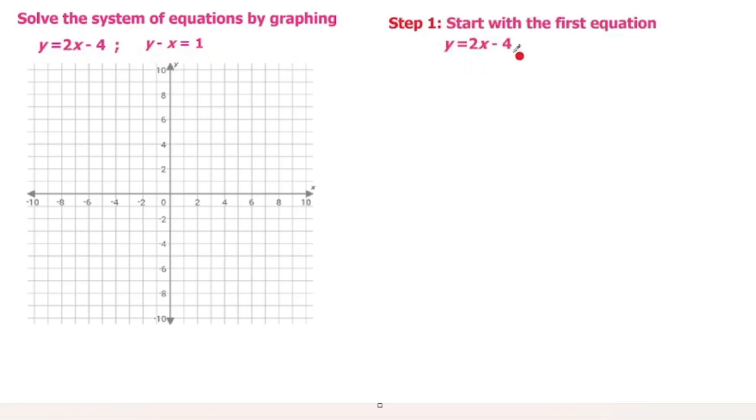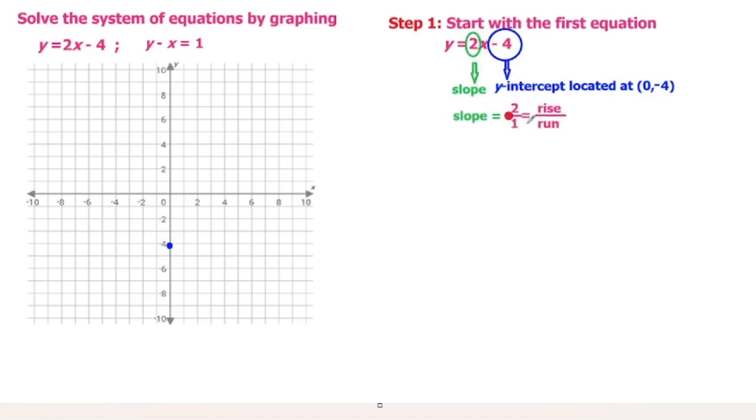So we start with our first equation, y equals 2x minus 4, and we know that this is the y-intercept, which is located at (0, -4). We know this is the y-intercept because this equation is in the form y equals mx plus b. So here's our y-intercept, -4 here: (0, -4), x is 0, y is -4. This is the slope, 2.